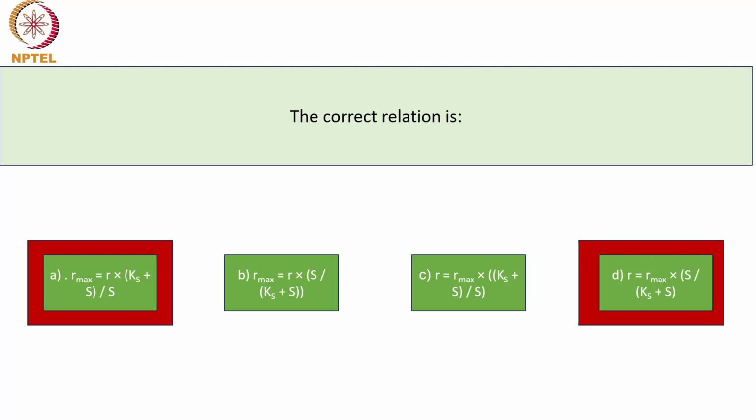Okay. You just have to see R is equal to R max into S divided by KS plus S. So you have to find R max from this. So R max will be equal to R into KS plus S divided by S. So the options will be A and D.